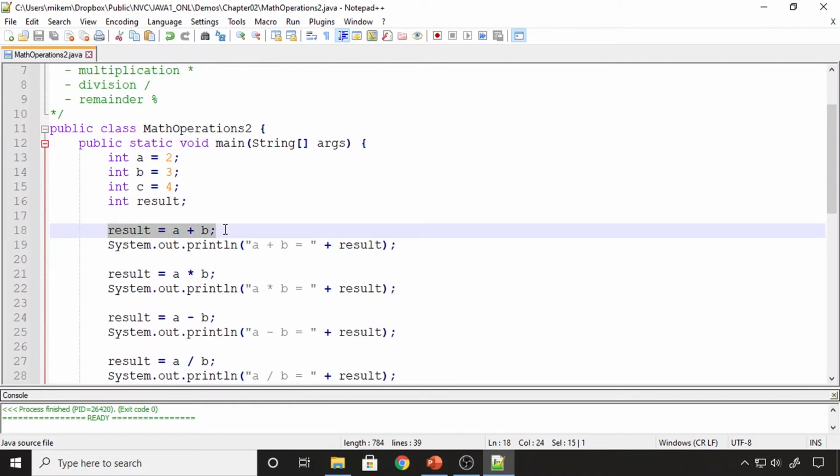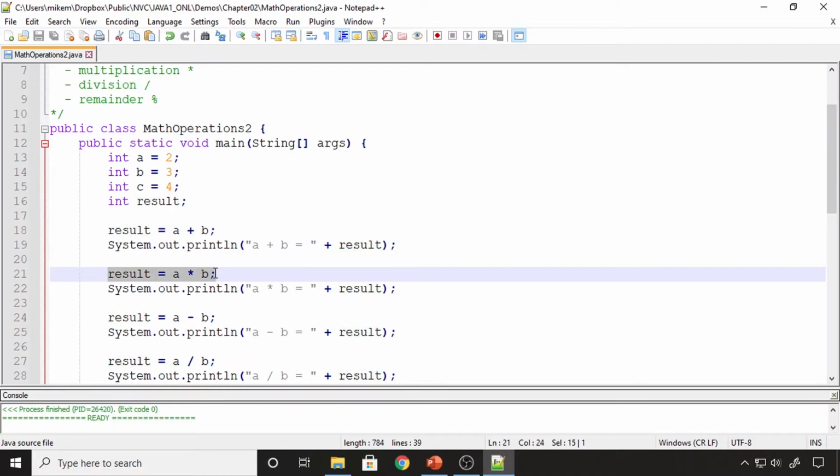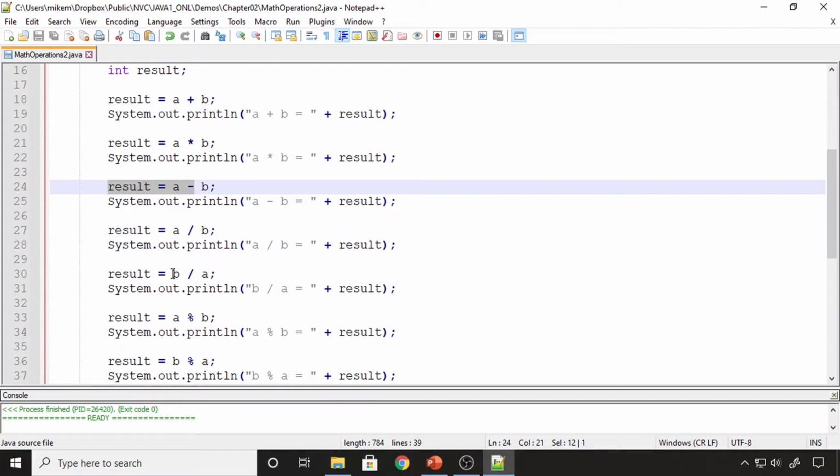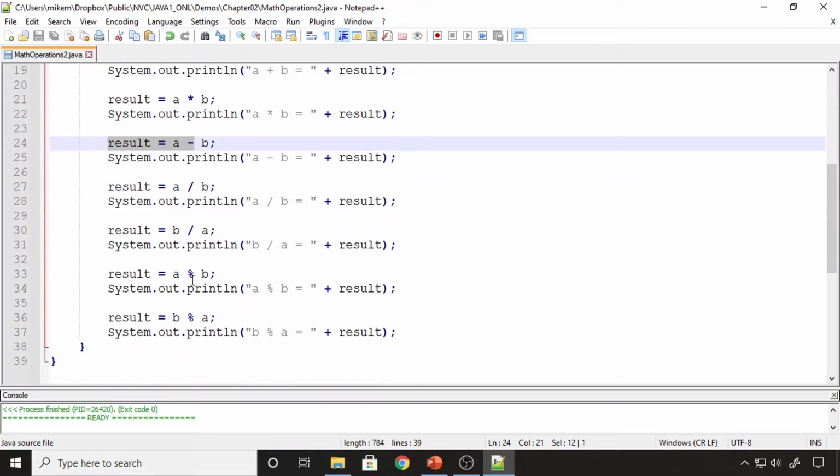But I do an example of addition. I do an example of multiplication. I do an example of subtraction, division. I do a division again, but this time I use B divided by A. And then I do the example of division, but getting the remainder instead of actually dividing.